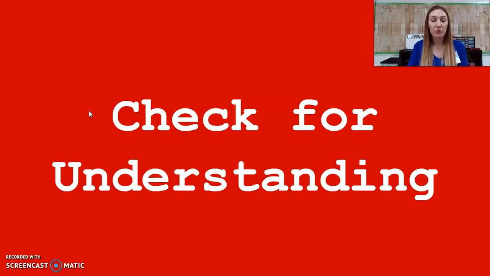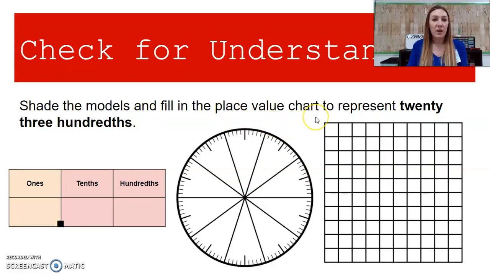All right, let's do some checks for understanding before we get into our guided practice. So I want you to shade the models and fill in the place value chart to represent 23 hundredths. Go ahead and pause the video and see if you can figure out what 23 hundredths would look like.